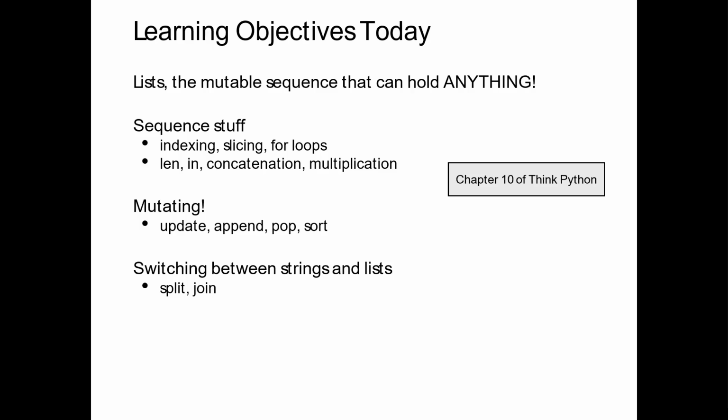Because they're sequences, just like strings are, we can do a lot of the same things we can do for strings. Indexing, slicing, we can go through with a for loop. We can use length, we can use in, we can concatenate, multiplication. I'm going to demonstrate all of that stuff today. I'm going to come back and talk about mutating and switching between strings and lists at the end.